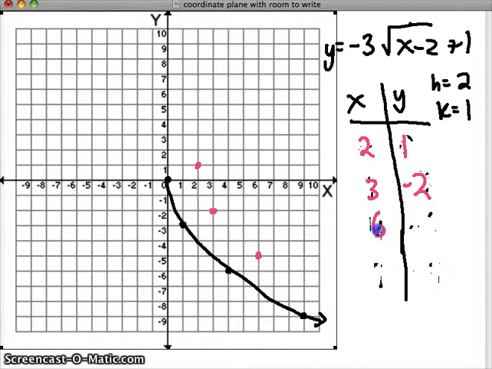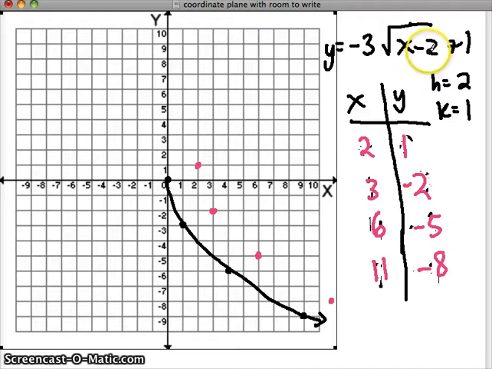An input of 6 should give me an output of -5. 6 minus 2 is 4. Square root of 4 is 2. 2 times -3 is -6, and -6 plus 1 is -5. One more. Shift to the right 2. We're off our graph and up 1. So I think that's an input of 11. Should get an output of -8. 11 minus 2 is 9. The square root of 9 is 3. 3 times -3 is -9. -9 plus 1 is -8. So there's our shifted graph.